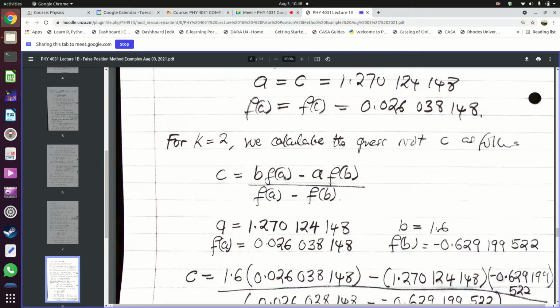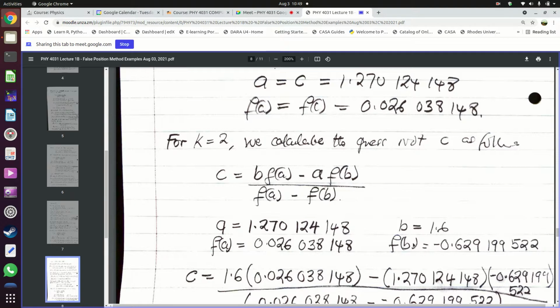b minus f of a minus a f of b divided by f of a minus f of b. Your new a is 1.270124148. Your f of a is now 0.026038. Your b remains the same, unchanged. Now we are squeezing from a, going this way, going to the left. We're squeezing from the left until we get to a value of c which slowly begins to remain unchanged.